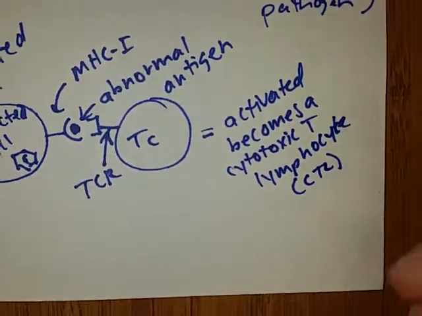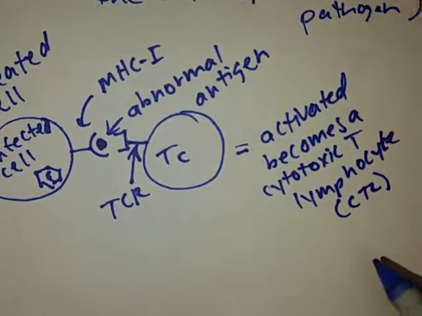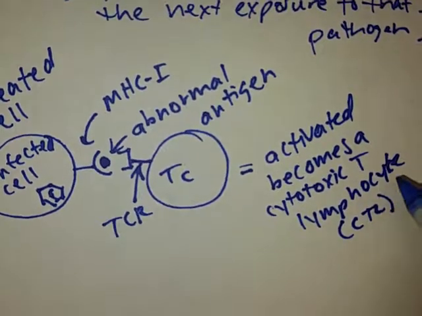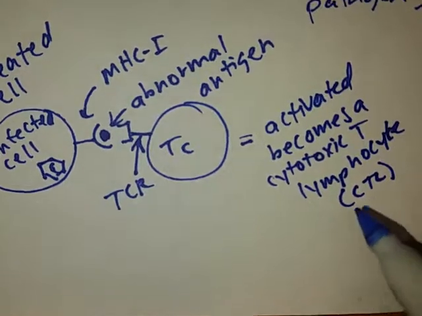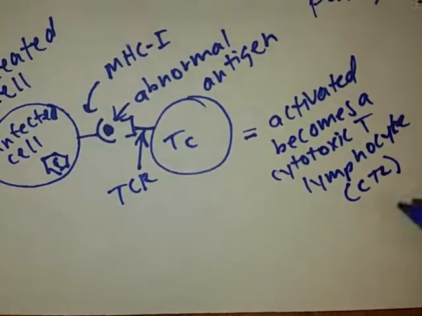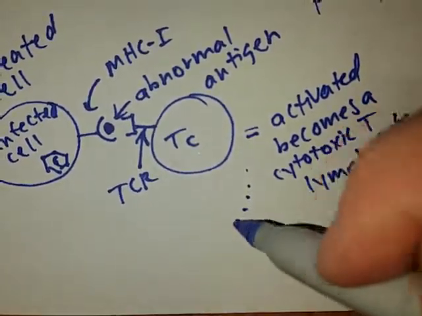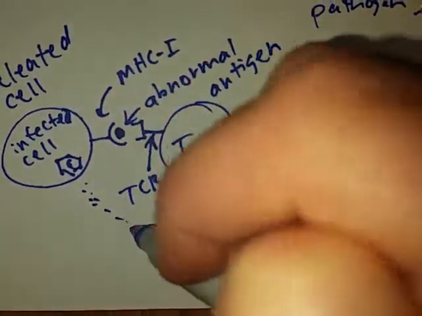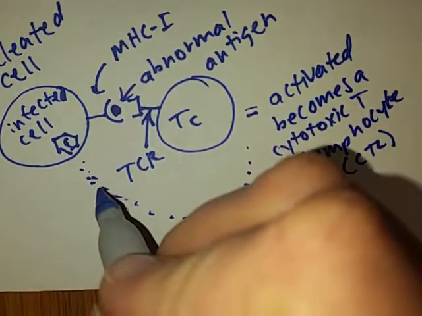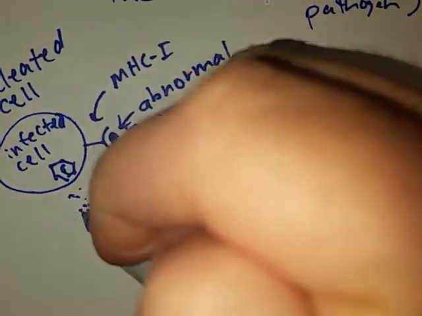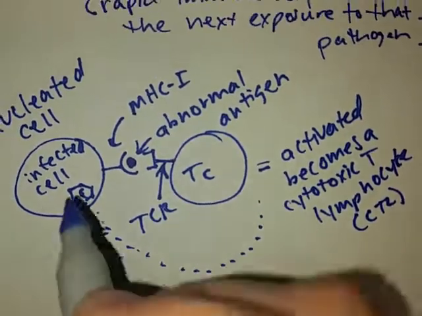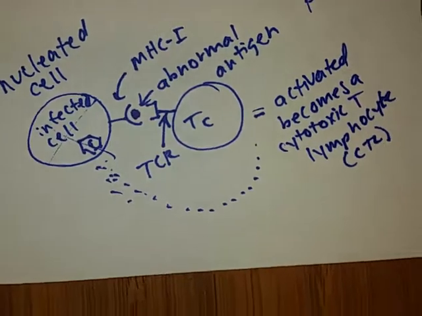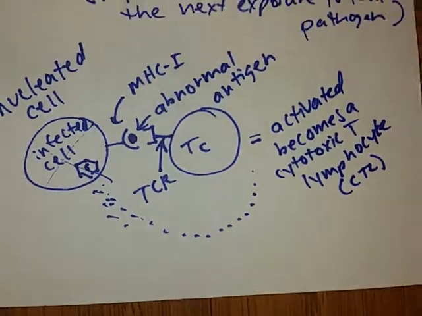Cytotoxic T lymphocyte. This is going to go ahead then and release these proteins, kind of like little tiny bullets, that are going to shoot this cell and cause it to die. So it goes doop doop and bursts open pretty much.